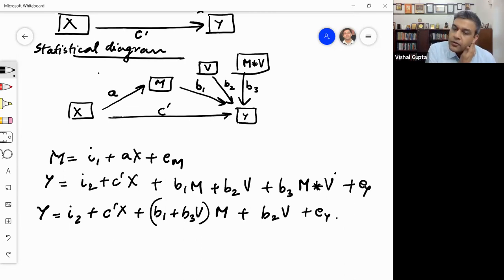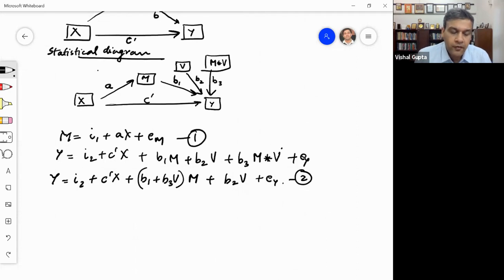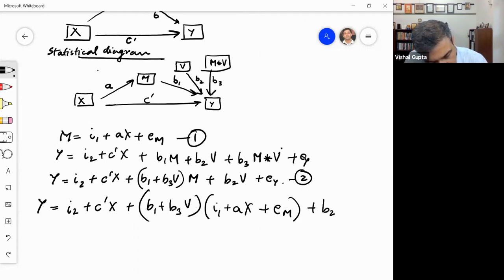And now what we are going to do is substitute M into the equation of Y. So we are going to put in the equation of M. So what is it that we get? Y is equal to i2 plus c dash X plus b1 plus b3V multiplied with i1 plus aX plus eM, plus b2V plus eY.